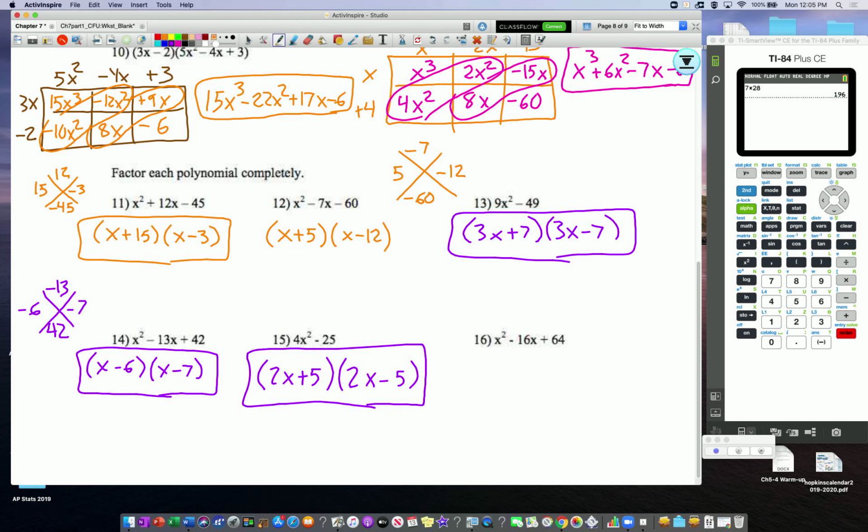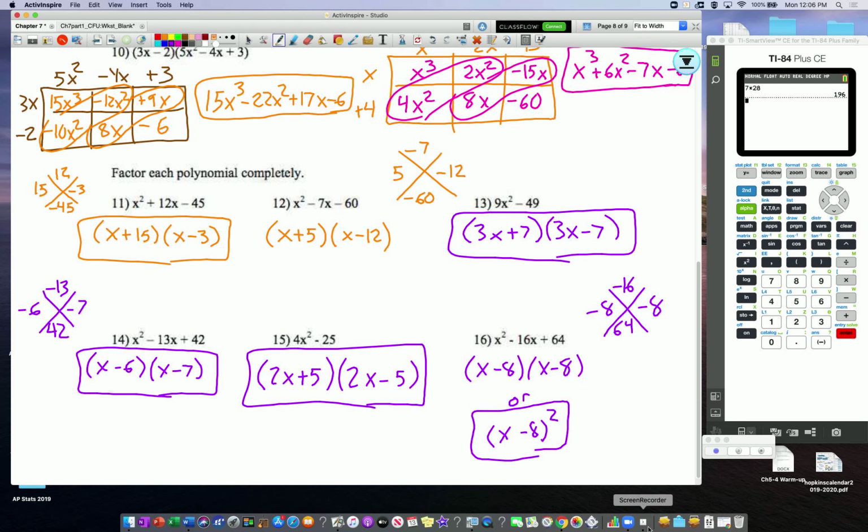All right, last one. Factors of 64 that add up to negative 16. I think we know that's going to both be negative 8 and negative 8. So this can be written as x minus 8 times x minus 8, or you could write it as x minus 8 quantity squared. Kind of talked about that on the last set of notes. All right, just like that, we've already taken care of one page of the review.